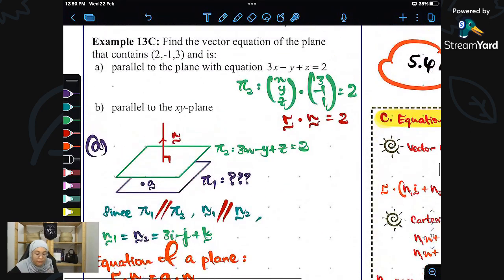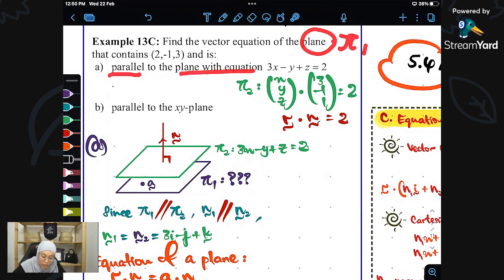Now, the final example from me: find the vector equation of the plane that contains the point 2, -1 and 3. Okay, this plane has the point 2, negative 1 and 3. This is the point. And it is parallel to the plane that has this equation. So if it gives another equation, it means this is the second plane.